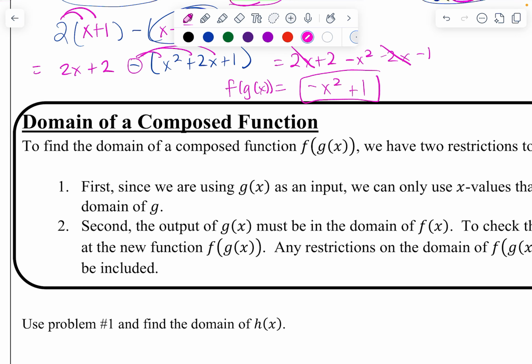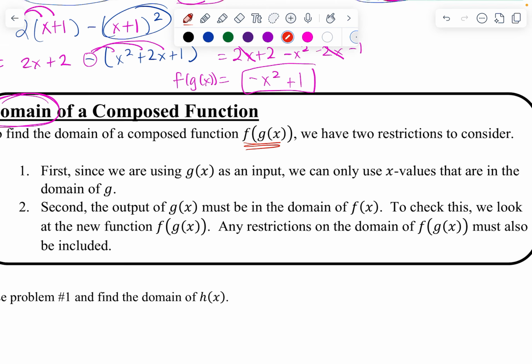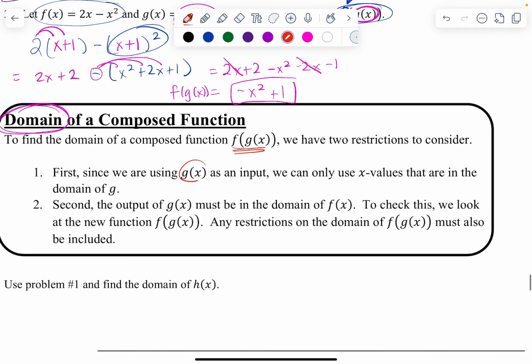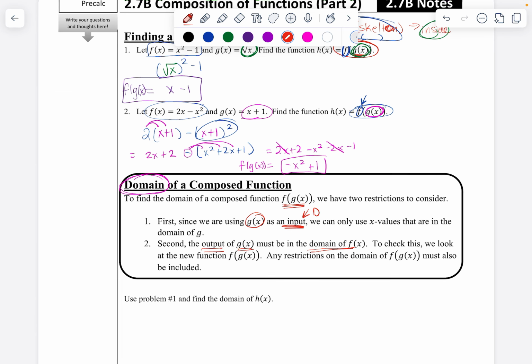So that's how we find a composed function, but how do we find the domain of a composed function? There are two parts. When you're finding the domain of a composed function, f of g of x, you have two restrictions to consider. First, you're going to look at whatever's your input and see what are any restrictions, if any, on that domain. And then secondly, you're also going to consider the result of your output g of x function and see that domain as well. Any restrictions that apply to both the input and the output are the overall restrictions for your whole function. So let's talk about what that really looks like.